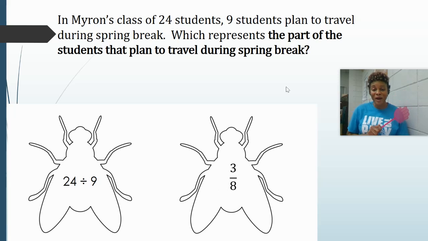Hopefully you swatted the fly on the right. 9 out of 24 should be 9 divided by 24. 9 will be on top, 24 will be on the bottom, and when you simplify it by the GCF of 3, you will get 3/8, which is the fly on the right.